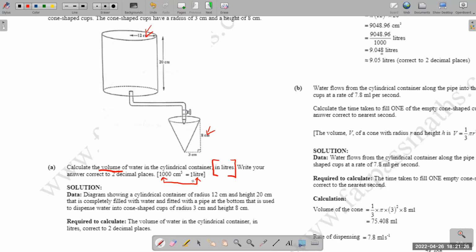Everybody following this so far? And we know, what does milliliter represent? Volume. And what does second represent? Time. So to find the rate, it is really you dividing the volume by the time. The volume is measured in milliliters and the time is measured in seconds.